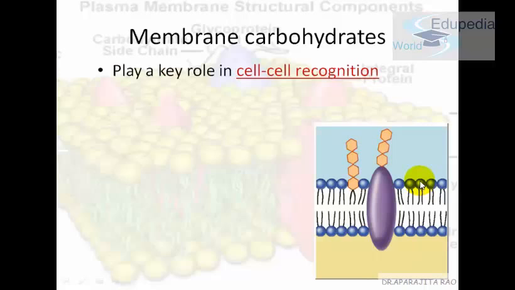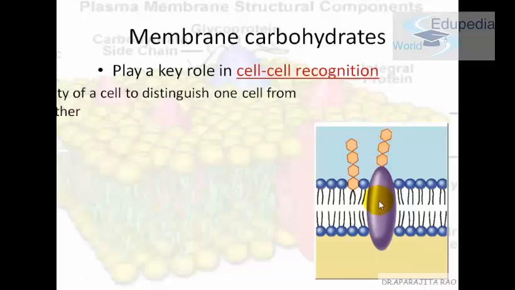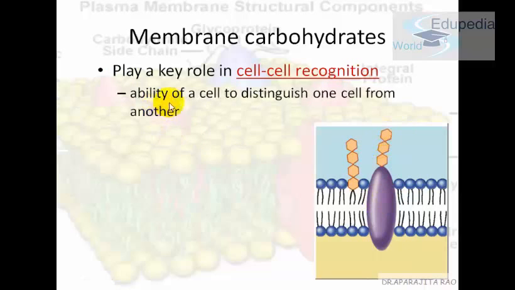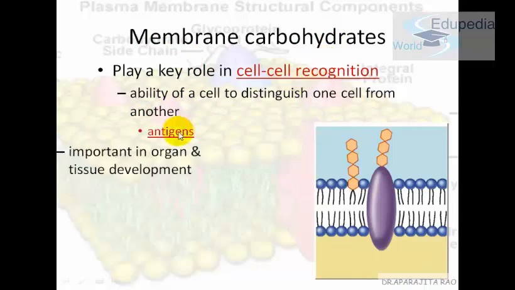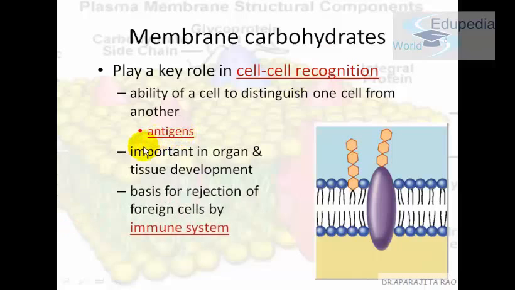Moving forward to the carbohydrates. This is the last part, so you can relax. They play a key role in cell to cell recognition. That is the antigen thing I was talking about, if you remember. It is the ability of the cell to distinguish one cell from the other. This is the function of carbohydrates, making antigens, and they are important in organ and tissue development. Because of this, the cell can recognize who is who and reject foreign cells, and that is why it is very important in the immunity of the body.